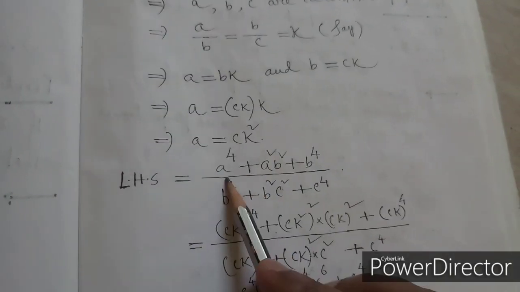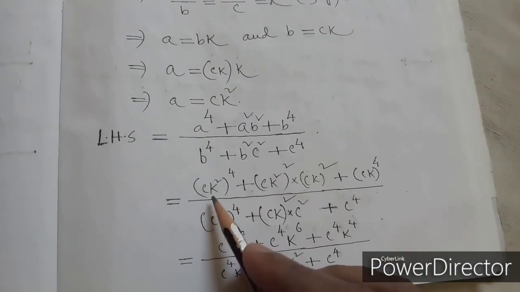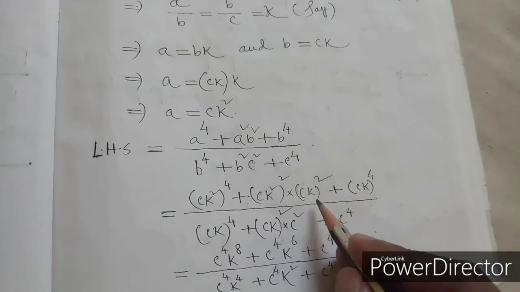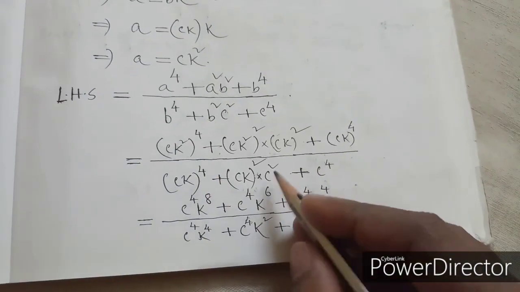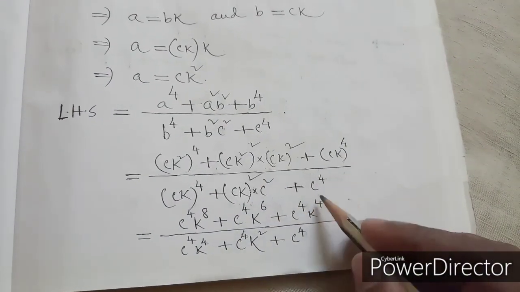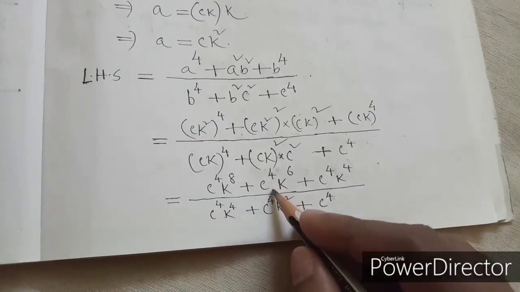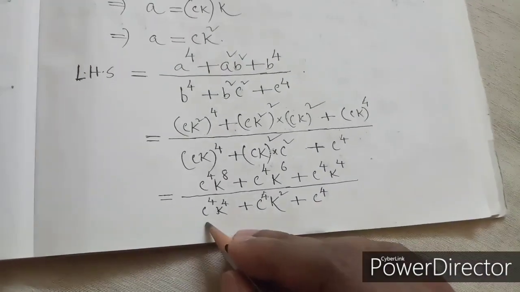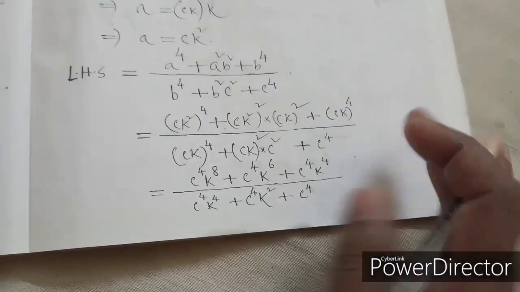Now put the value of a and b here. So this should be ck square whole to the power 4 plus ck square whole square into ck whole square plus ck whole to the power 4 by ck whole to the power 4 plus ck whole square into c square plus c to the power 4. So now this should be c to the power 4 k to the power 8 plus c to the power 4 k to the power 6 plus c to the power 4 k to the power 4 by c to the power 4 k to the power 4 plus c to the power 4 k square plus c to the power 4. So now what is the common portion of numerator?